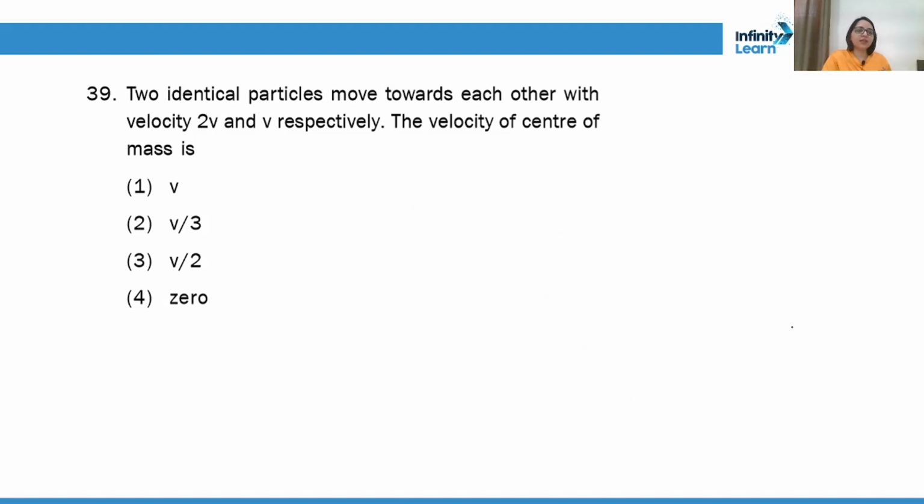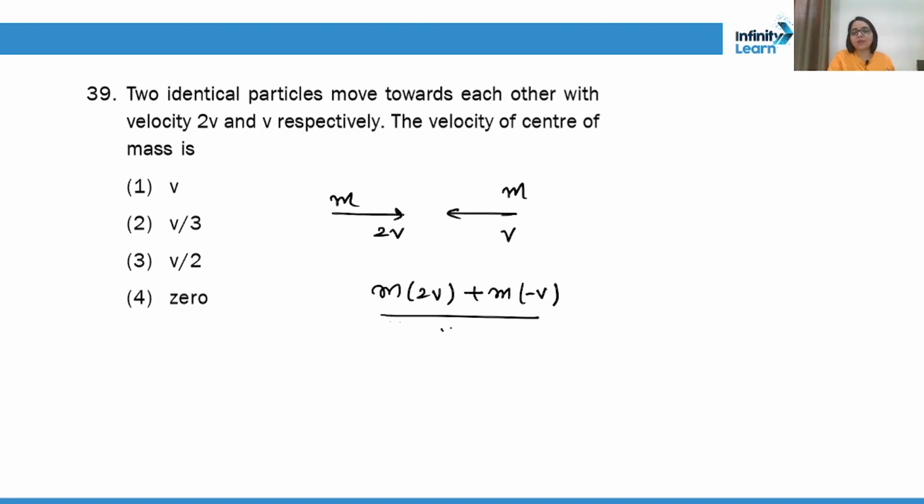Question number 39. Two identical particles move towards each other with velocities 2v and v respectively. The velocity of the center of mass is? It is (m1 v1 vector plus m2 v2 vector) divided by (m1 plus m2). So it is m into 2v plus m into minus v, because it is opposite to 2v, divided by m1 plus m2, which is 2m. This will be mv by 2m, which equals v by 2. So the correct answer is option 3.